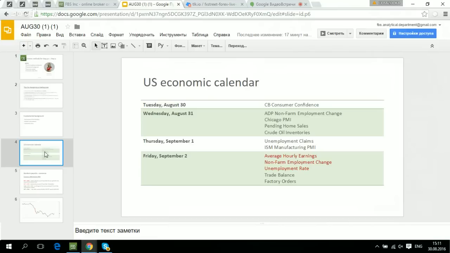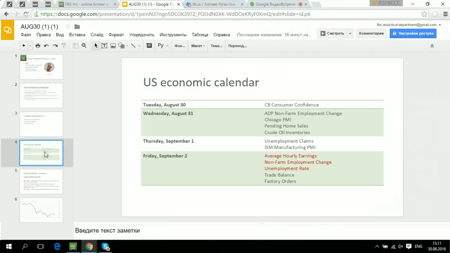Then on Wednesday, there will be ADP non-farm employment change, Chicago PMI, pending home sales, and of course, crude oil inventories, the usual stuff we get on Wednesday. On Thursday, we will get the weekly unemployment claims data, ISM manufacturing PMI, very important indicators, and all these data releases surely are important for the US dollar.